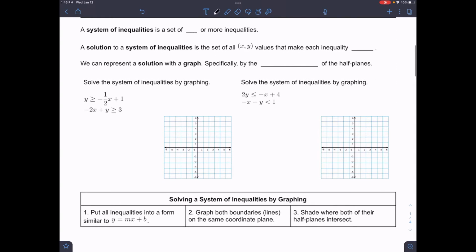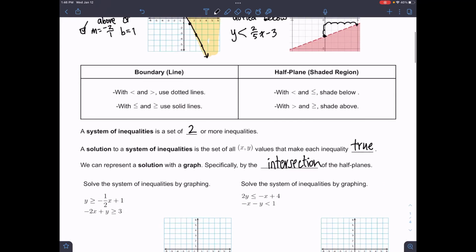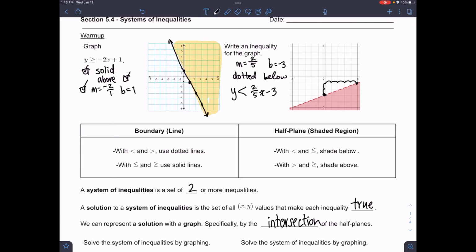Let's go ahead and talk about systems now. So a system is a set of two or more inequalities. The solution to a system like this is a shaded region of all the x and y values that make both inequalities true. So both inequalities true is going to be some sort of overlap of these shaded regions. So you could also call that an intersection of two half planes.